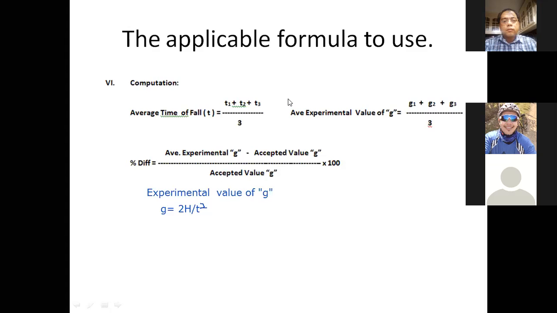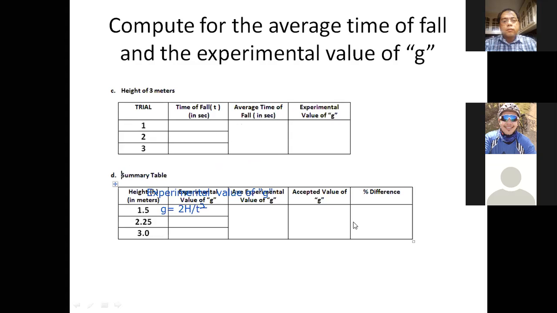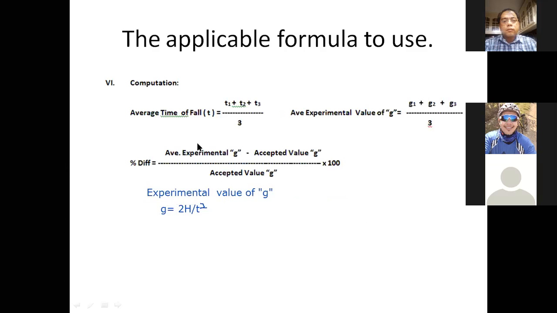we can actually have three values of this experimental G. So this is the first height. Then there's another experimental value of G. So for the summary table, you are to write all these experimental values of G and get the average value. Now, based on the average value, this is where we get the percent difference. And the percent difference is the average G minus the accepted G value divided by the accepted value.